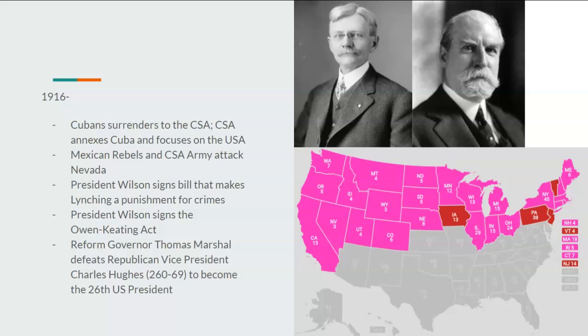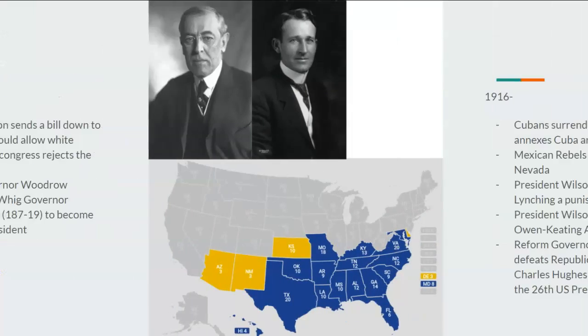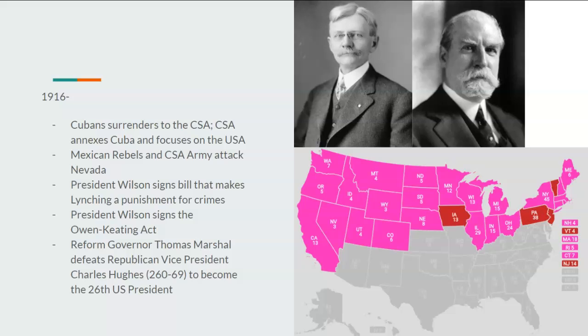Now, the 1960 Union States election, Reform Governor Thomas Marshall defeats Republican Vice President Charles Hughes 260-69 to become the 26th Union States president. I'm trying to figure out why, though. I had an explanation, I just can't remember. Let me see here. Well, oh yeah, I remember. It's because of 16 years of Roosevelt, they wanted change, and Thomas Marshall's like, yo, I'll run again, and they're like, okay, fine, I think you can do better. And Vice President Charles Evans Hughes just looks like a scary guy, and you don't want that running the country. You don't. You really don't.